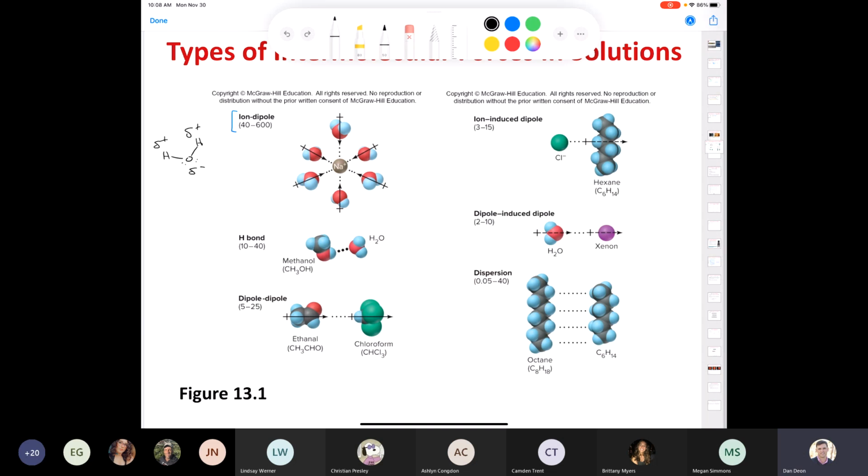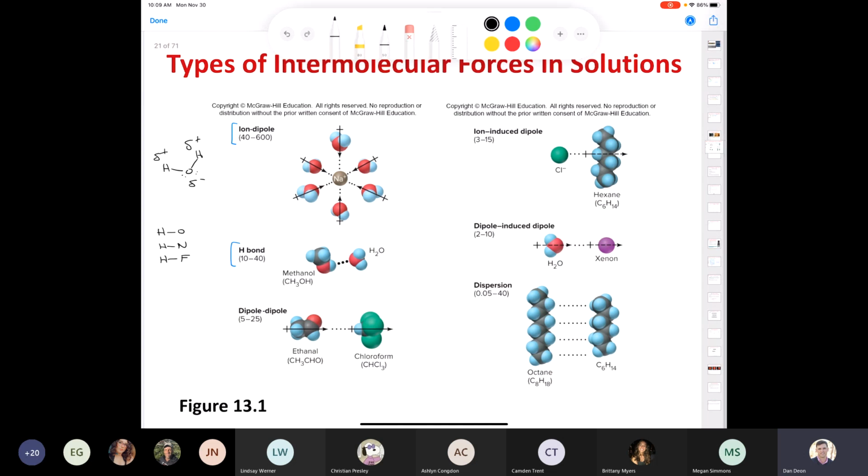Now, if we progress from there, we see the next one is a hydrogen bond, which is also pretty strong. It goes from 10 to 40 kilojoules per mole. In order to have hydrogen bonding, what are the requirements? You should know this. You either have to have a bond between oxygen and hydrogen, nitrogen and hydrogen, or fluorine and hydrogen. Here they're showing methanol and water. Now, in methanol, we have an oxygen-hydrogen bond, and in water, we have two oxygen-hydrogen bonds.